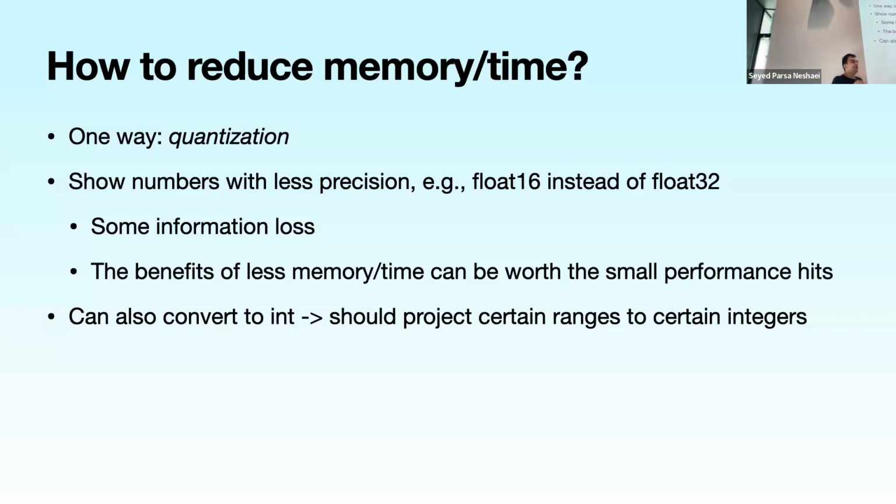So you can split the range of possible numbers into sub ranges and map each of them into a single integer. So somehow you are making it discrete. You are making float numbers discrete. This can also be done. This is a lot of information loss, but also a lot more saving in resources and time, because computation with integers is way faster than computation with floats.